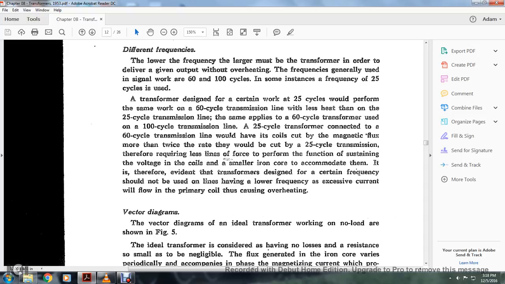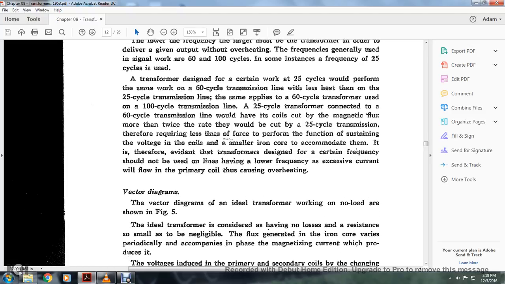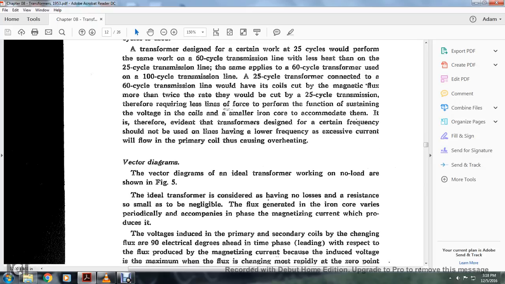Vector diagrams. Vector diagrams of an ideal transformer working on no load are shown in Figure 5. Ideal transformers are considered as having no loss, resistance so small that it is negligible. Flux generated within the iron core varies periodically, in phase with the magnetizing current producing it.